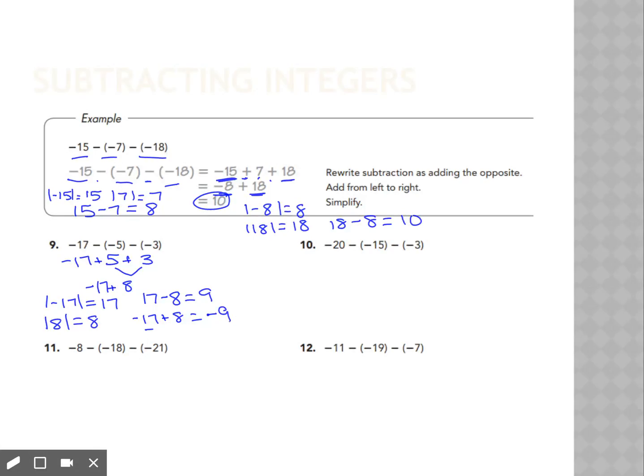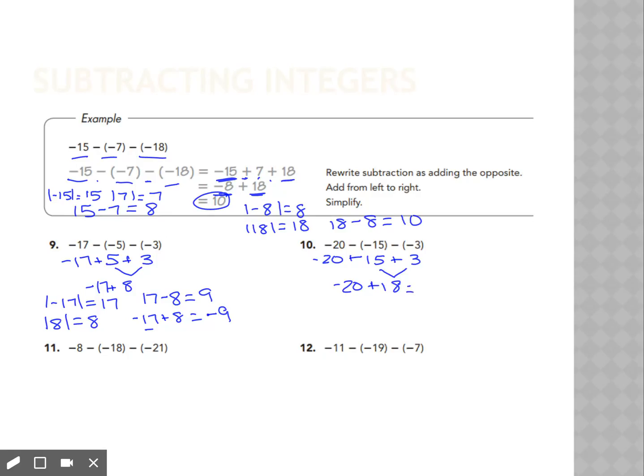Number 10, negative 20 plus 15 plus 3. Again, I'm just changing the addition sign or the subtraction signs to addition and making the numbers their opposites, except for the first digit. Again, I'll group these two. 15 plus 3 is 18. I'm saving myself a step by doing this. And now I have negative 20 plus 18.